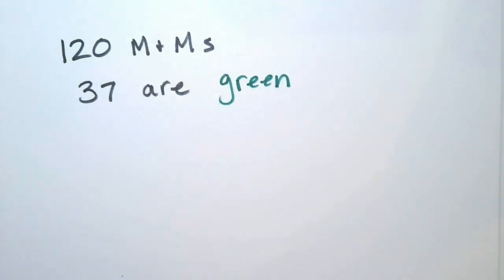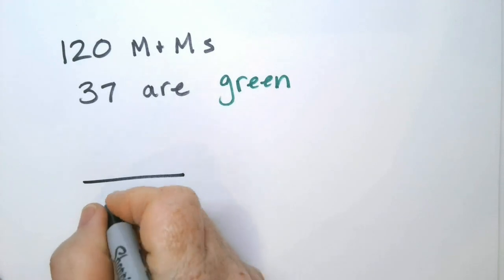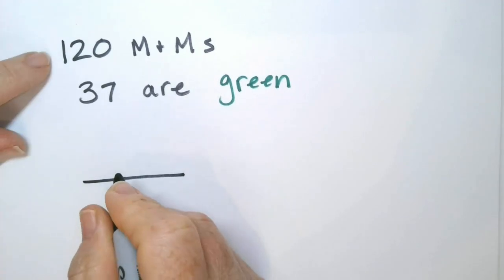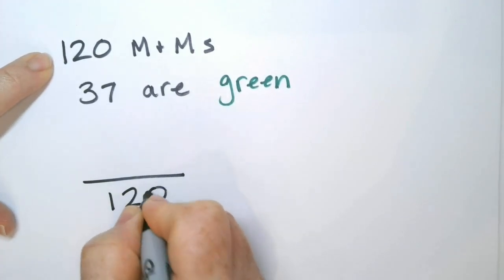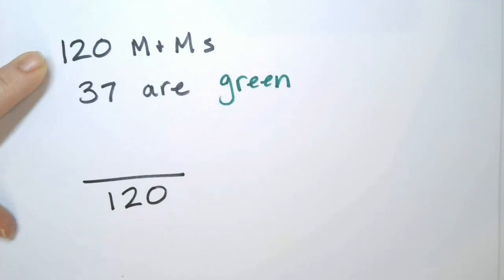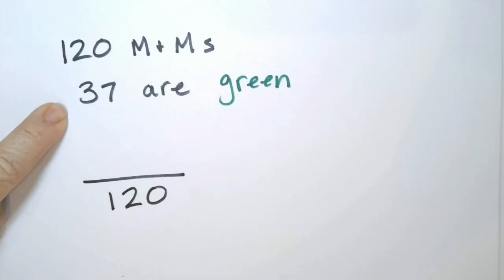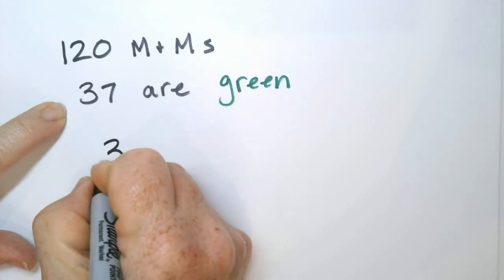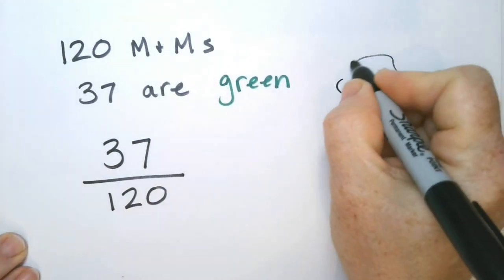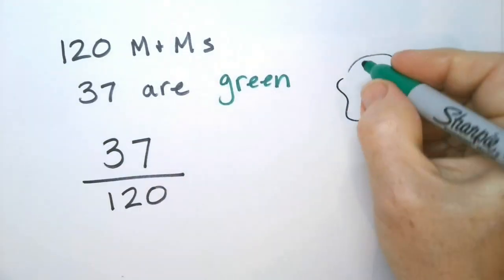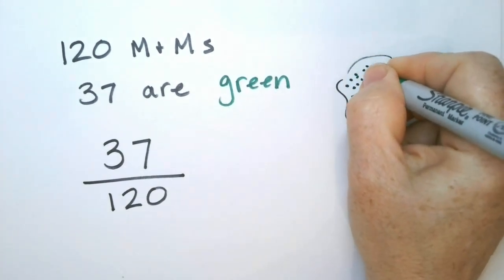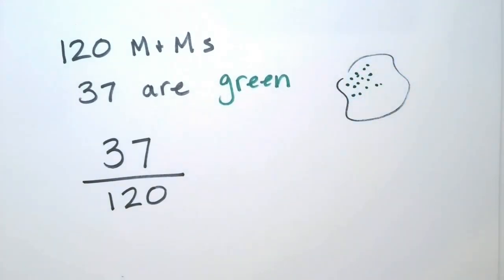Okay, so remember with our percentage, what we're going to do is we want to know how much the whole is, and that, just like fractions, goes on the bottom. So the whole lot is 120. And then what goes on the top is how many we're talking about. So 37. So out of this whole group of M&Ms, I want to know how many of them are green. If all of them were green, it would just be 100%, right?